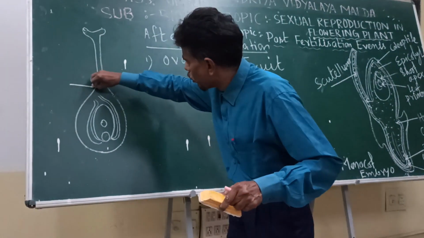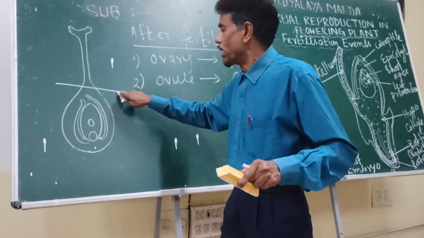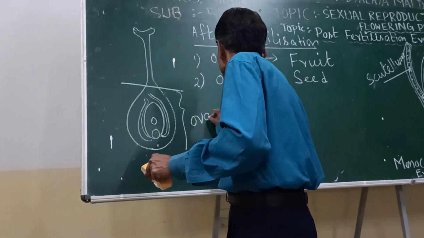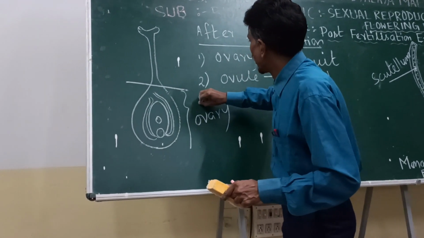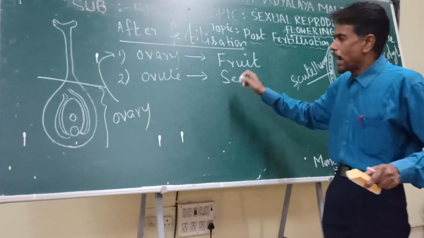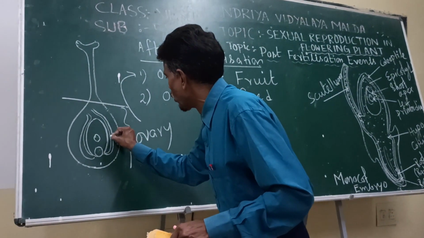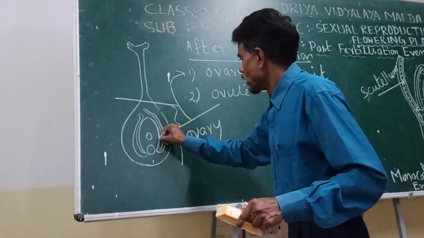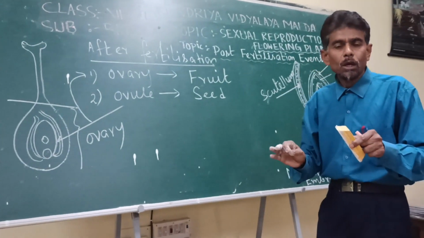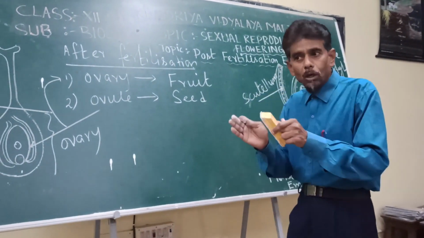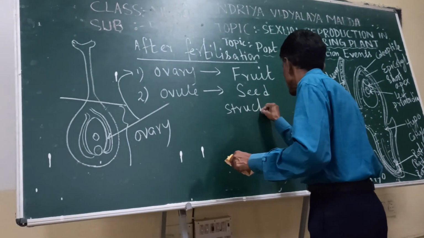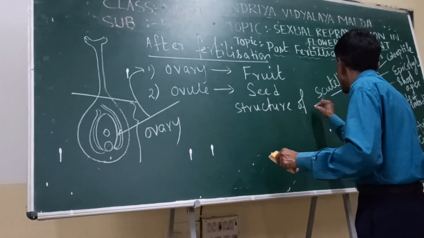Now the entire ovary, this part, this ovary after fertilization gets converted into fruit. And this ovule, means this part only, including the integument, this ovule gets converted into seed. Now if I take a seed, what are the structures? What are the contents present in the seed? So, structure of the seed.